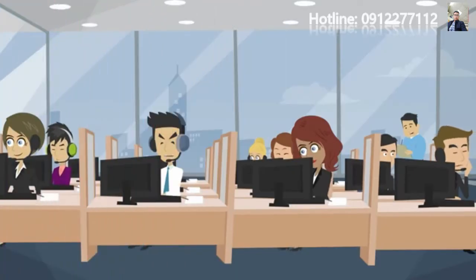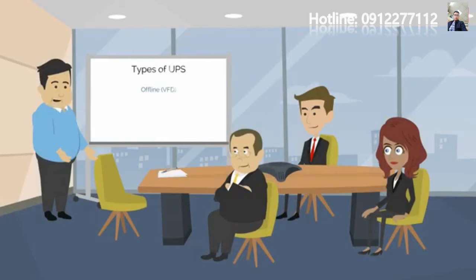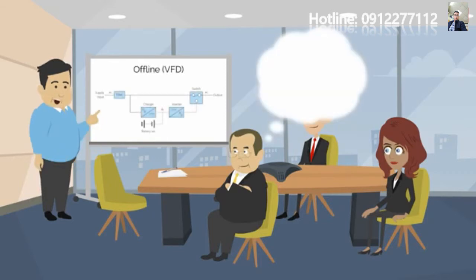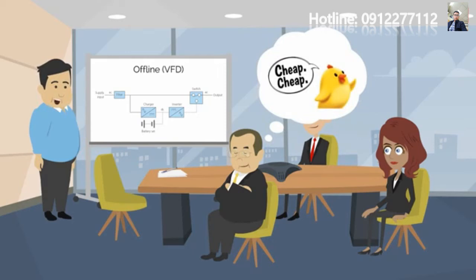All UPS, regardless of the technology involved, perform the same fundamental task: to protect any equipment connected to it from a total blackout. There are three main types or topologies of UPS, each with varying levels of mains protection. The most basic and cheapest UPS is known as an offline or voltage and frequency dependent type.